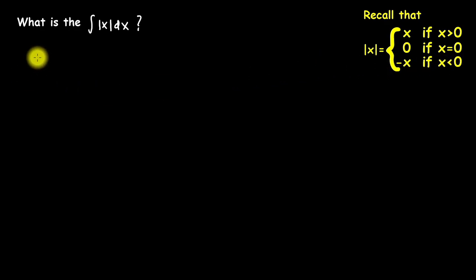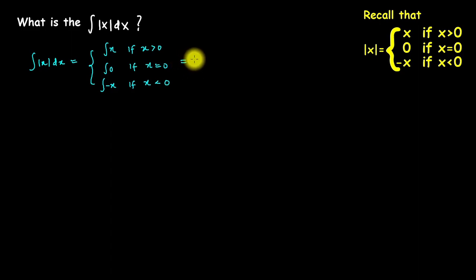Okay, so meaning that the integral of the absolute value of x dx can be written as what? Don't forget that this is the definition of the absolute value of x, so I can write this as the integral of x if x is greater than 0, the integral of 0 if x is 0, and the integral of negative x if x is less than 0.